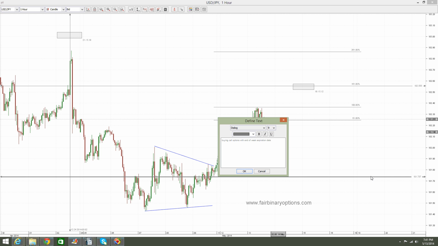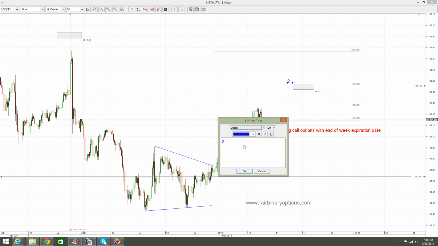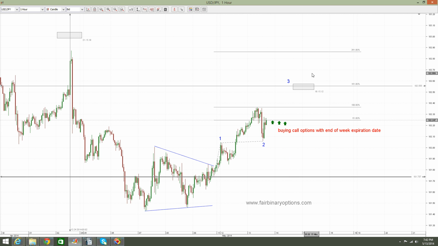Why end of week? It is only the beginning of an impulsive move. So being only the beginning of an impulsive move, we have all the chances in the world for the move to actually expire well in the money on Friday. So buying call options with end of week expiration date. This is our recommendation here on the US dollar Japanese yen. I would say that a third wave is about to come. Minimum, again, minimum 161.8. We don't know, maybe it's going to be a third wave extension, maybe it's going to be a fifth wave extension, but what we do know is that higher values are about to come.